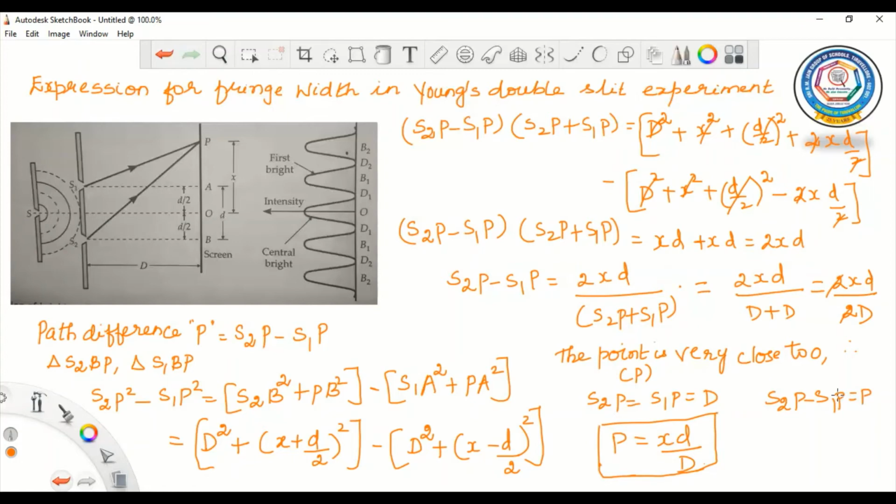Now, let us find the positions of bright fringes and dark fringes. So, we got the path difference. The path difference expression is xd divided by D. What is the small d? Small d is nothing but the distance between the two coherent sources, and capital D is the distance between the coherent sources and the screen. Keep it in mind. This is very, very important when you do the problems, children.